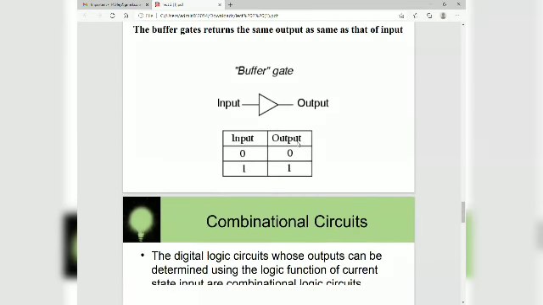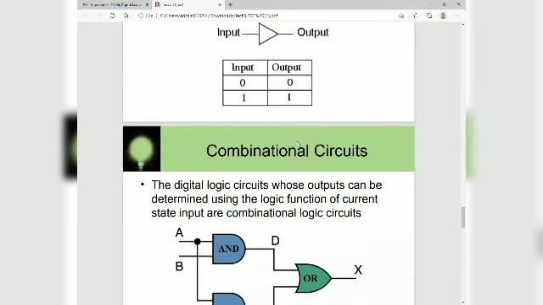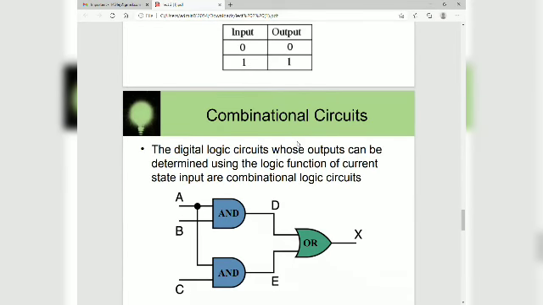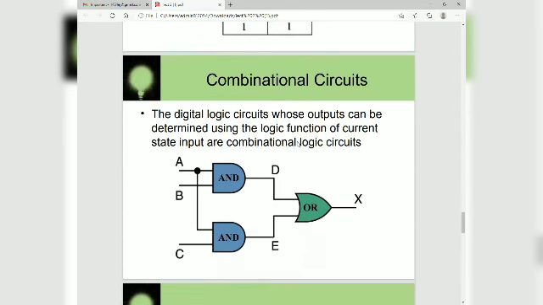So our next part is circuits. We know circuits have two types. The first one is the combinational circuit and the second one is the sequential circuit. Our first type is the combinational circuit. A digital logic circuit whose outputs can be determined using the logic function of current state inputs is a combinational logic circuit. Here is the diagram of a combinational logic circuit. It consists of two AND gates and one OR gate.